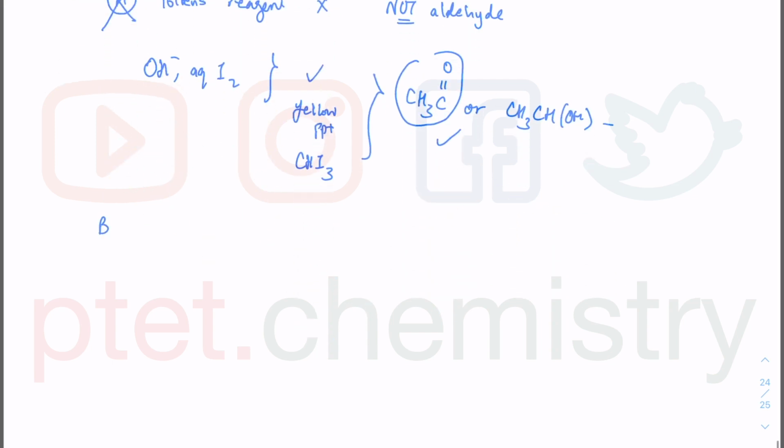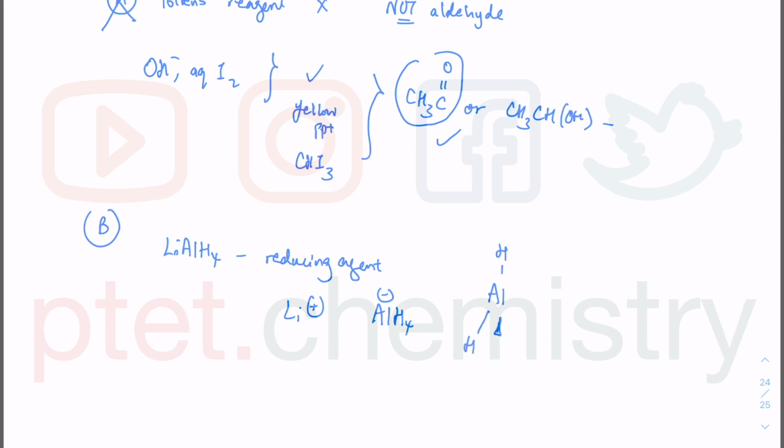I should really move on and check the other options. It said X can be reduced by lithium aluminium hydride. Lithium aluminium hydride is a common reducing agent. It's a source of H minus. If you think about it, Li plus, AlH4 minus. There's your aluminium, with H in a tetrahedral environment, 109 degrees. Don't forget the negative charge on the aluminium when you form 4 covalent bonds, tetrahedral geometry.